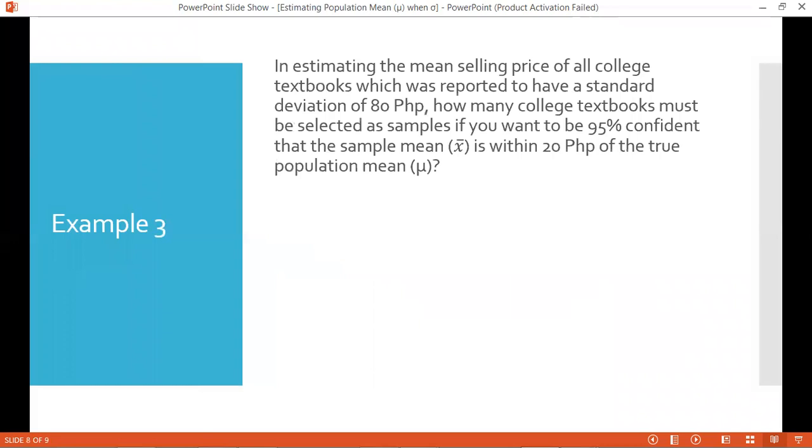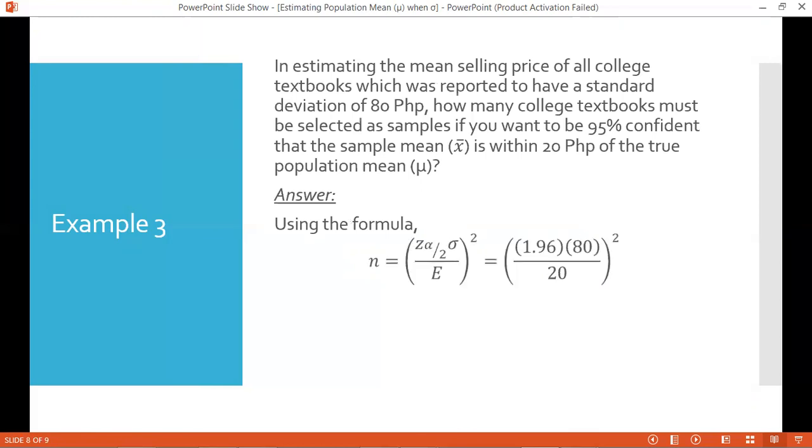Third example: say we are estimating the mean selling price of all college textbooks, which was reported to have a standard deviation of 8 pesos. How many college textbooks must be selected as samples if you want to be 95% confident that the sample mean is within 20 pesos of the true population mean? To answer this, we will use this formula for sample size determination.